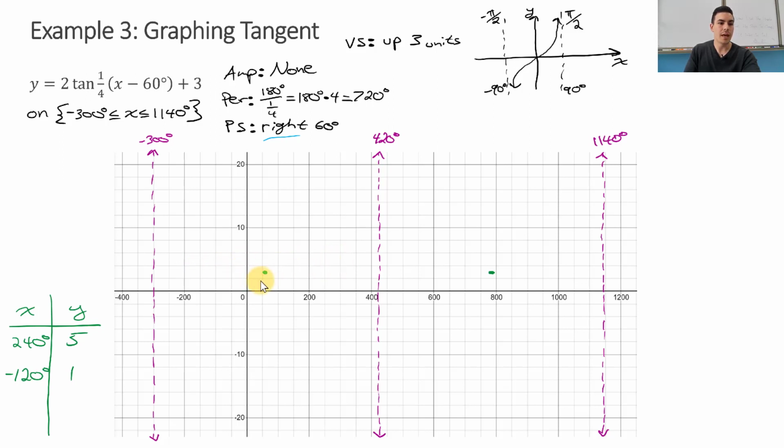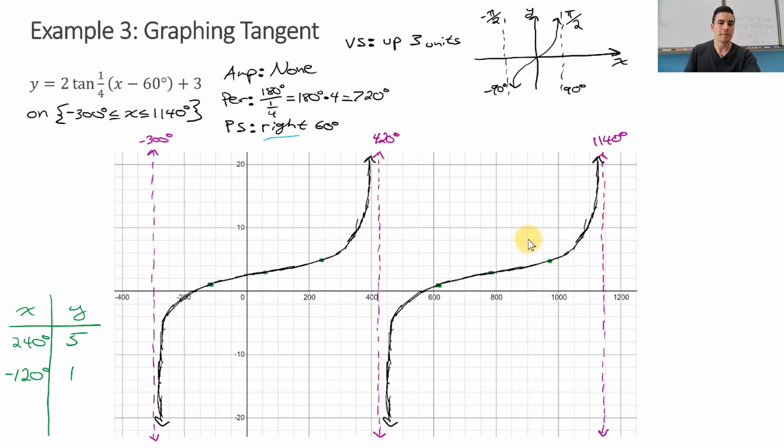So when I do that, I get values of 5 and 1. So I can plot those. It's going to look something like this. And then I can just start to fill in my curve. And once I've done that for one interval, I know it's just going to repeat for all my intervals. So I'm going to plot another point here, plot 2 other points here at 5 and 1, and then fill in that curve that should look just like my first curve. So that, guys, is what our tangent graph with translations and transformations would look like.